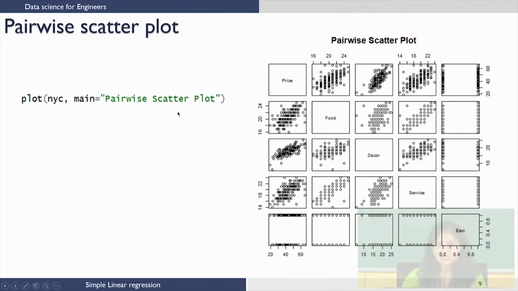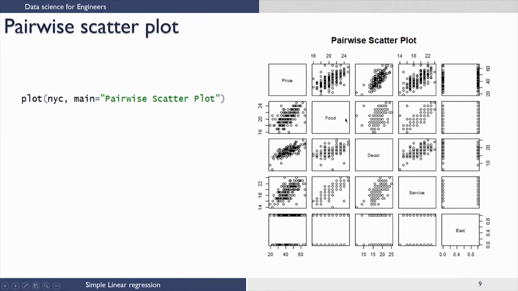On my right, this is the output you will get. We can see that all the variables are mentioned across the diagonals. When one moves from left to right, the variables on my left will be on the y axis and the variables above or below will be on the x axis. Let us take the first row for instance. I have price on the left, so price is on the y axis and I have food below, so food becomes the x axis. This is the plot for price versus food. Similarly, I have price versus decor, price versus service and price versus east.